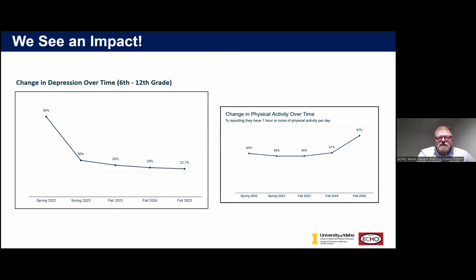Real quick, this is again the impact that we've seen. We've talked about this before as far as the depression rates, how they've dropped off in the 5 times that we've administered this survey. And on the opposite side, one of the areas that we focused on is physical activity, and we've seen an increase in regards to physical activity, which should in turn address those depression rates. So we're seeing positive aspects.